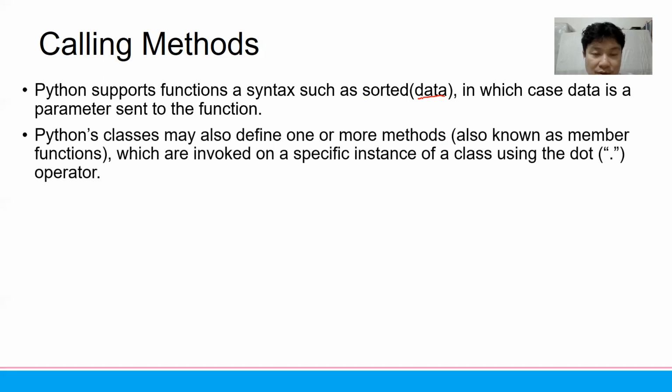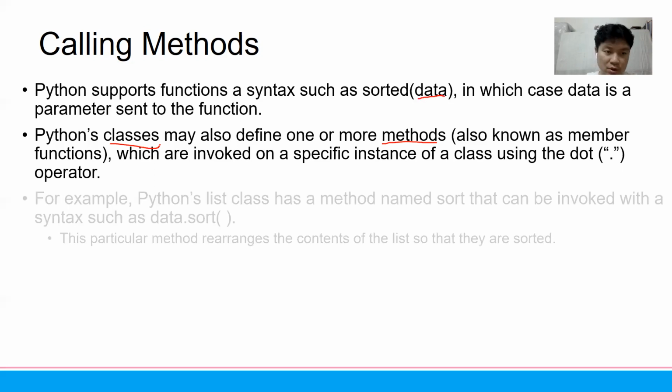Python classes may also define one or more methods, also known as member functions, which are invoked on a specific instance of a class using dot. So if you have a class and you want to have methods, the class and methods are combined. If you join computer programming, I already explained that classes and methods are basically related, and you can use dot to express the method in a particular class.